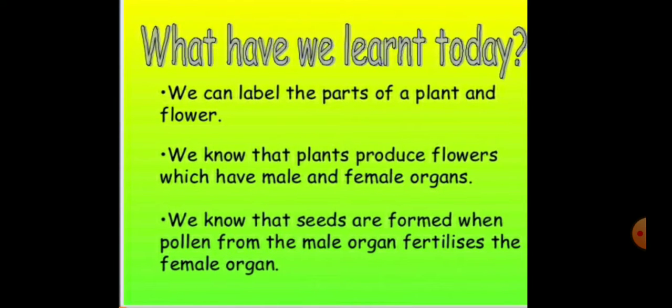So children, we can understand how we can label the parts of a plant and the flower. We also know that plants reproduce through flowers, which have male and female organs. We know that seeds are formed when the pollen from the male organ fertilizes the female organ.